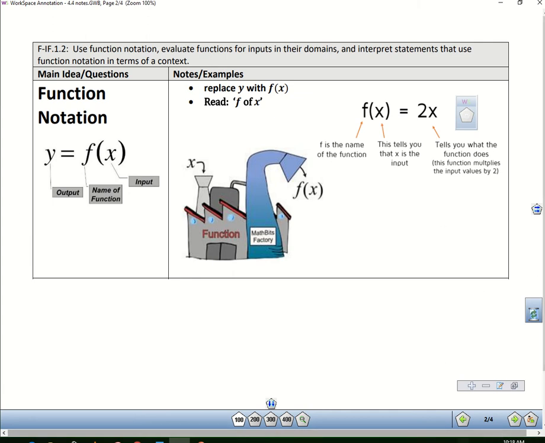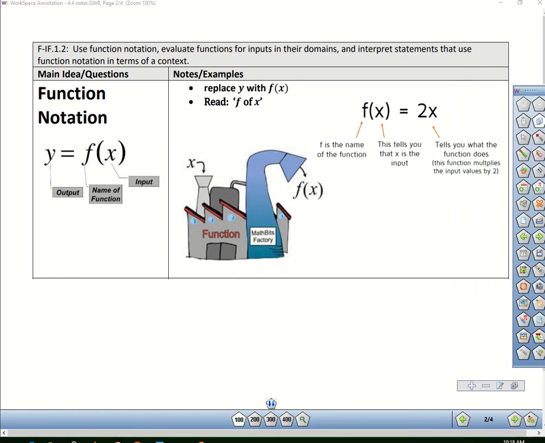Function notation, hang on, where's my little pen? There we go.